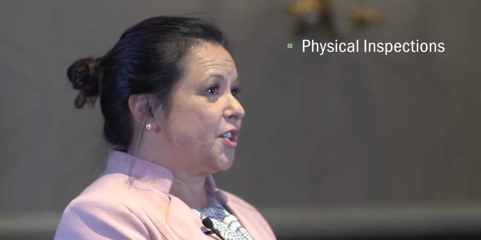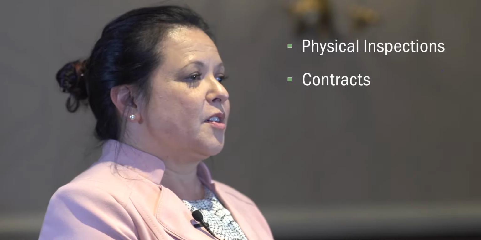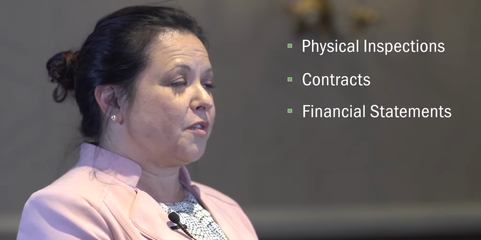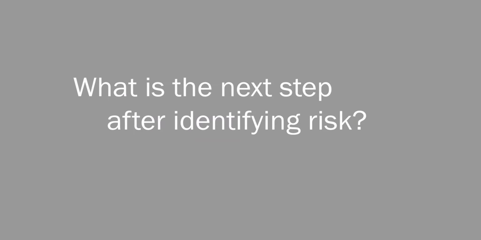There are 5 key steps to creating a risk management plan, and the first step is risk identification. It's the most important because without identifying risk, you're not able to treat what you don't know. There are several ways to identify risk. We use physical inspections, we review contracts and financial statements, workflows. We also use industry checklists.